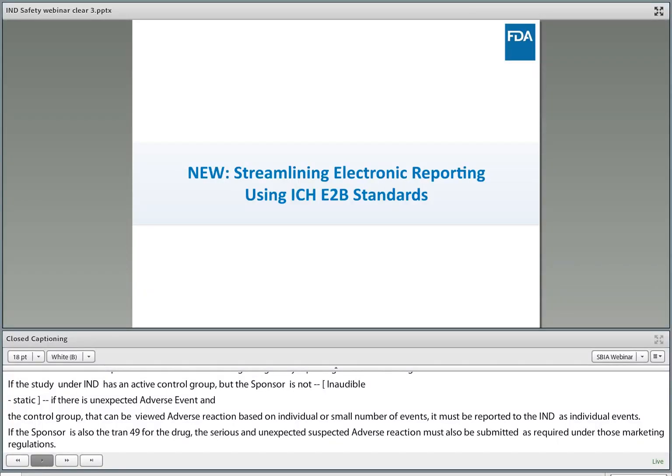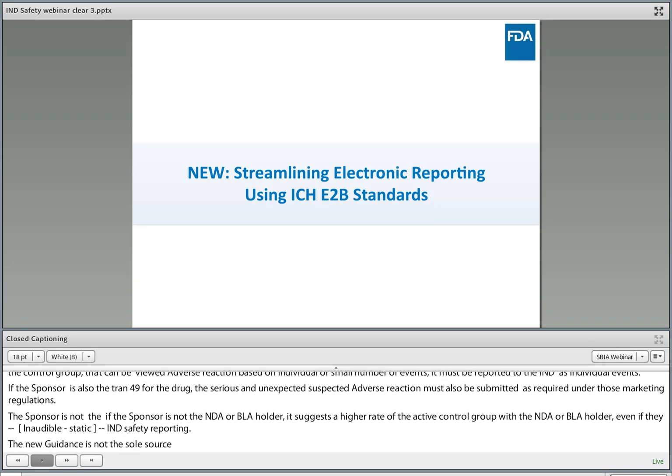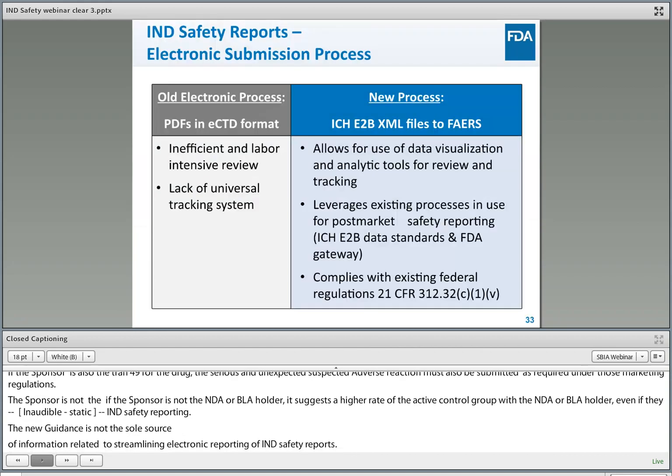The new guidance is not the sole source of information related to streamlining electronic reporting of IND safety reports. However, it does provide a brief synopsis of electronic reporting and refers the reader to the 2019 guidances related to the electronic submission of IND safety reports.